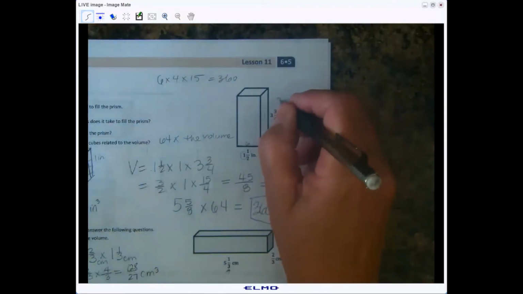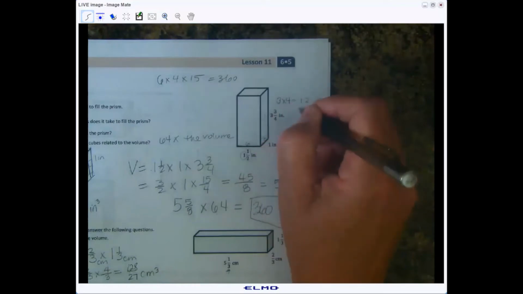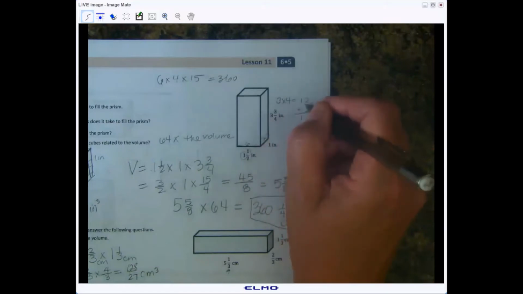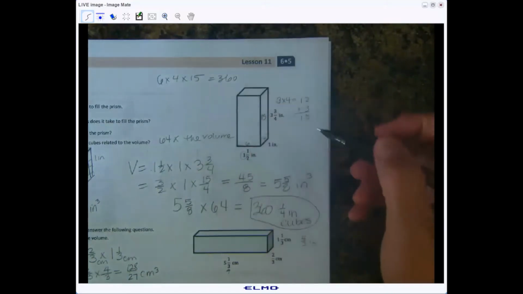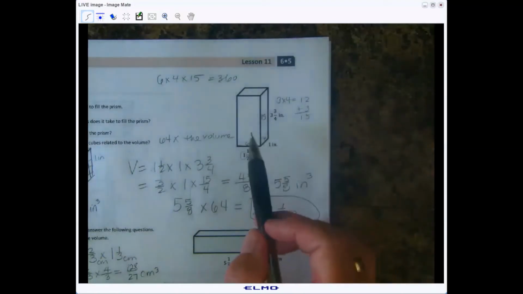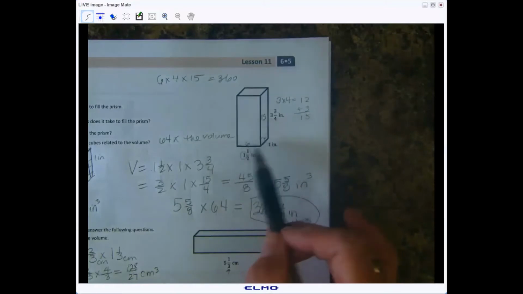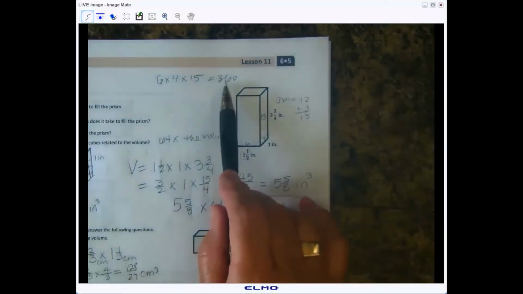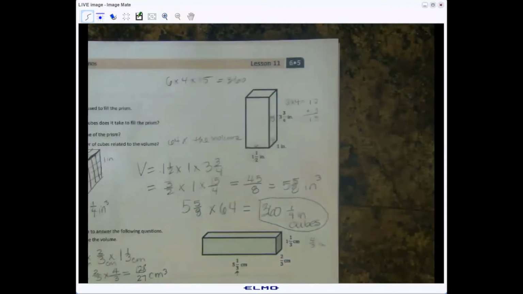Well, there's 4 in 3, so that's 12, but then I add the 3 more. 3 times 4 is 12, plus 3 is 15. So all we have to do is multiply: there's 15 layers of 24, and you multiply those three numbers together and you get 360 as well. So that's two different ways to look at it.